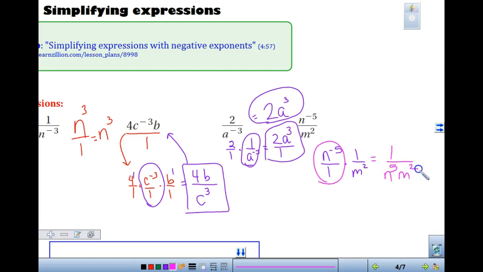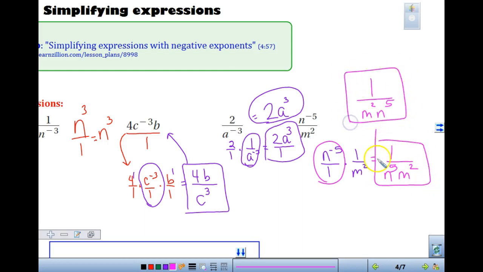And I'm keeping the m down there too. Does it matter if I would have had m to the second and then n to the 5? Does that order matter? Are these the same answer? These are the same answers. Did every group kind of agree that that was the one we were moving? Okay. So we're always moving our negative.